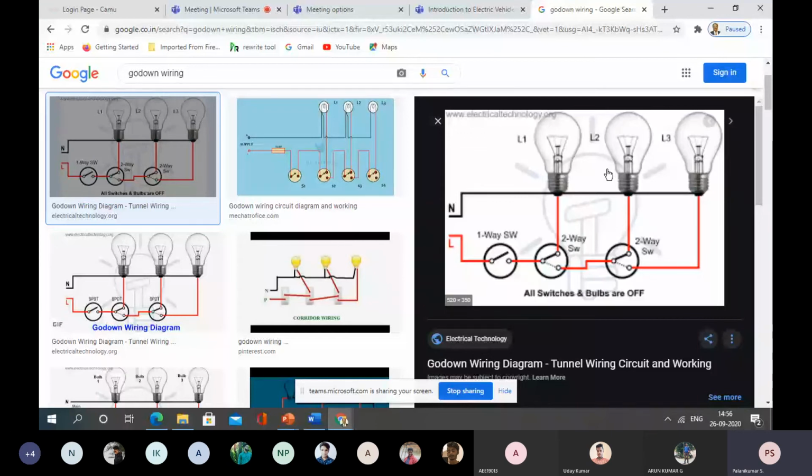Then you come to the second switch and turn it on or off. Then second room light will be off, first room light will be on. You come out and you can totally switch the light on and off. Okay, this is the concept of staircase wiring.